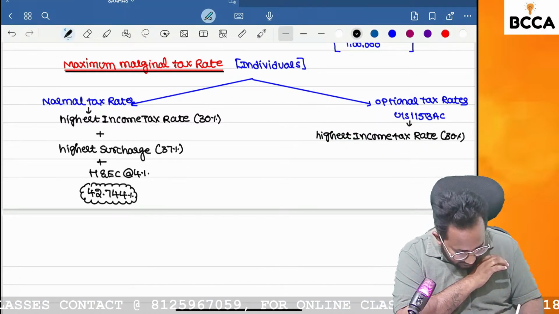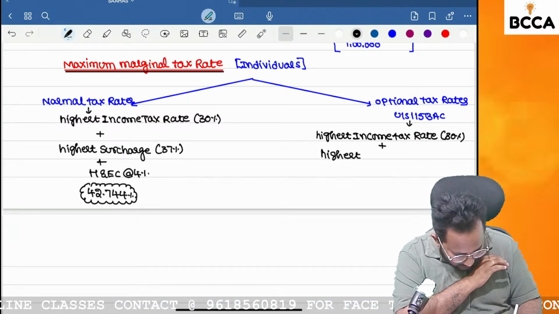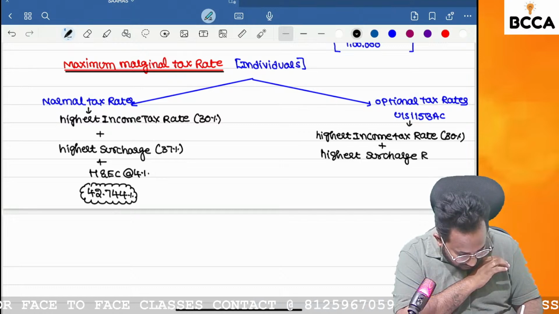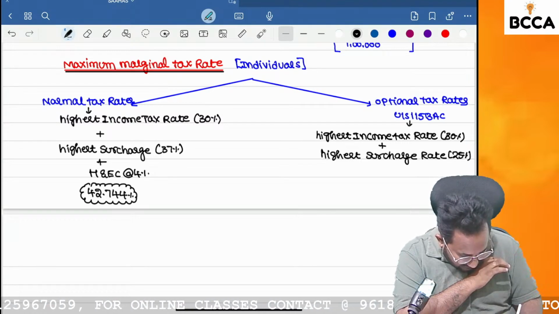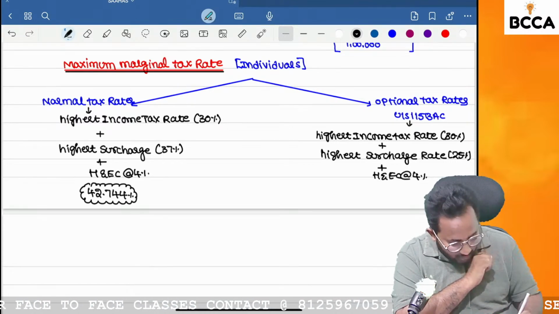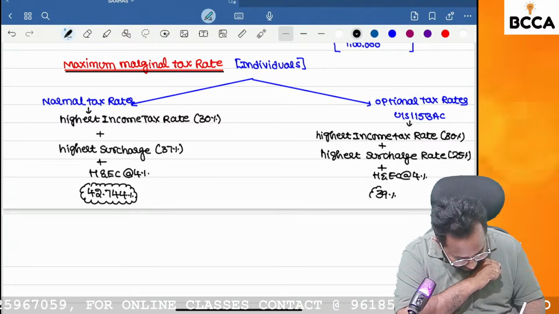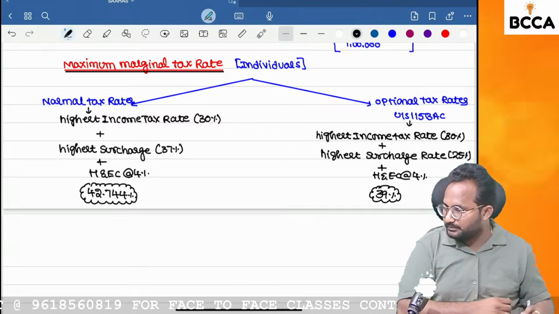30%. Next, plus the highest surcharge rate. Here, please make an observation that it is 25% only. Next, health and education cess is common for all. What is that, ma? 4%. If you have calculated all these things, can you tell me how much it will be, ma? 39%. Effective tax rate is what, ma? 39%.